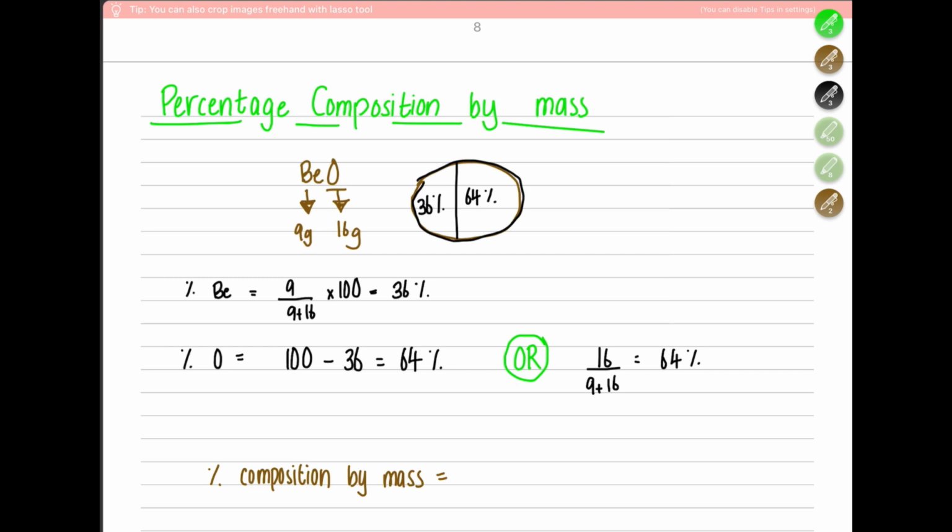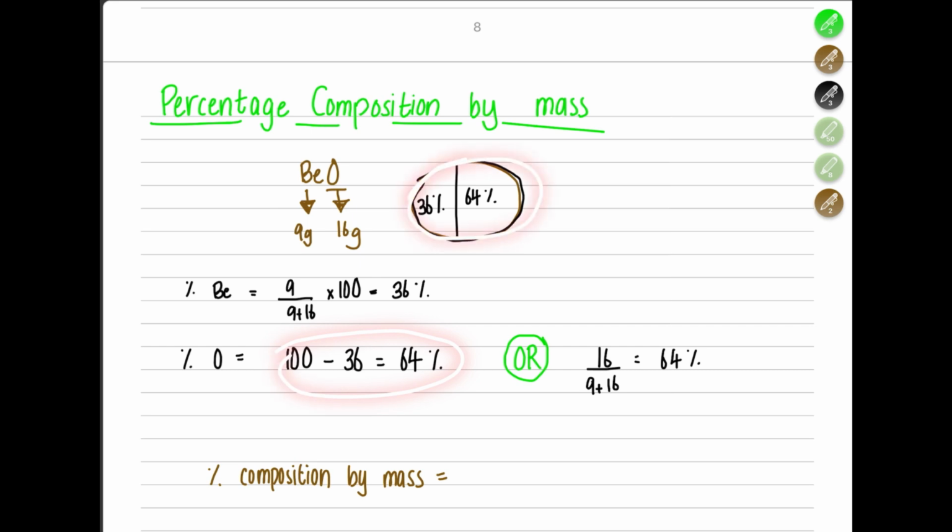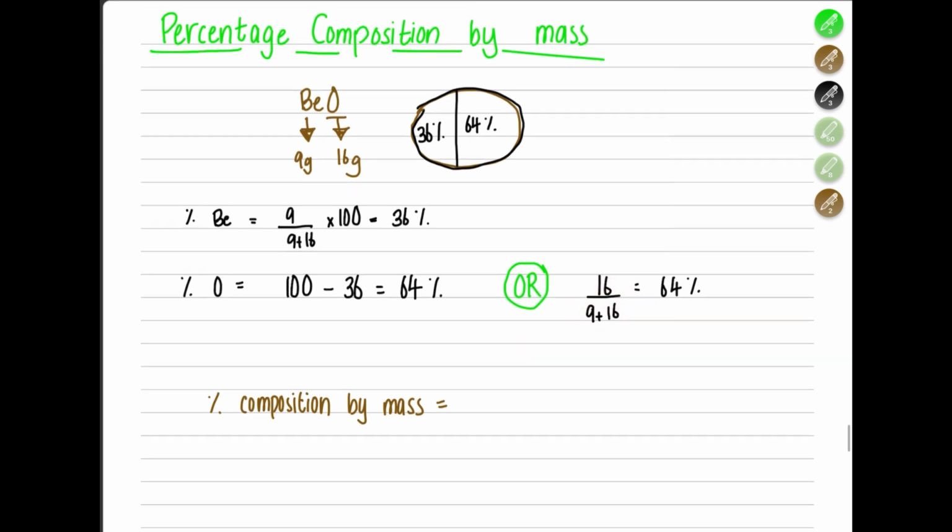Just notice that to find the percentage composition by mass of oxygen, either we can subtract 100 minus 36, because we know the total is 100 and 36 is beryllium, so the rest is 100 minus 36, or we can use the same formula as we did here. What is the mass of oxygen? This is 16 divided by the total mass, and we get 64. So the percentage composition by mass formula is the mass of the element divided by the total mass of the molecule. Now we'll do some examples.